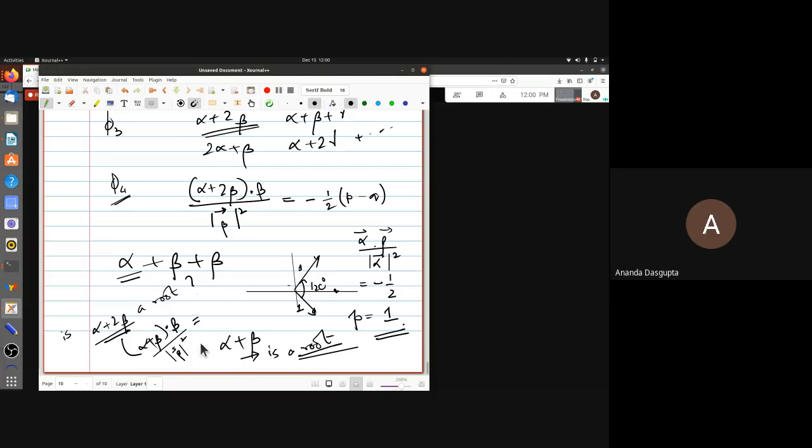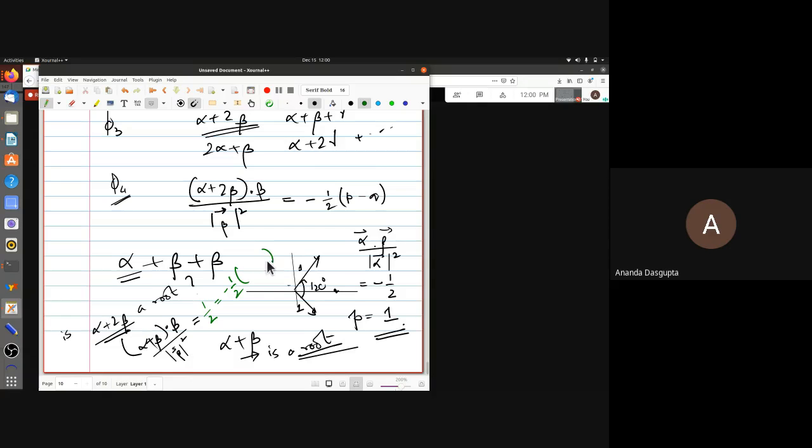By the way, how much is this? Alpha plus beta is this vector. What is the angle here? 60. Yeah, so what is this dot product? Cos 60 is half. Sorry. And that's minus half of p minus q.